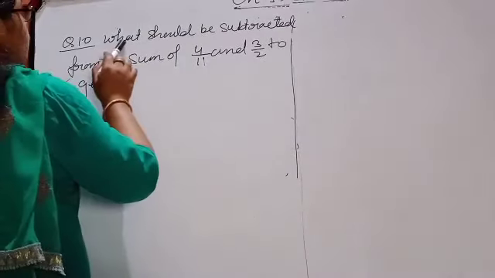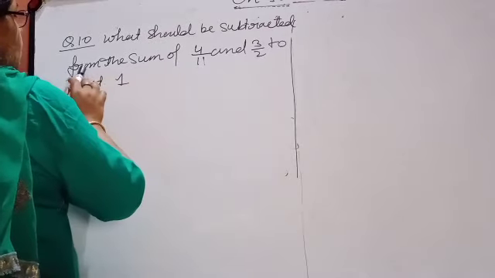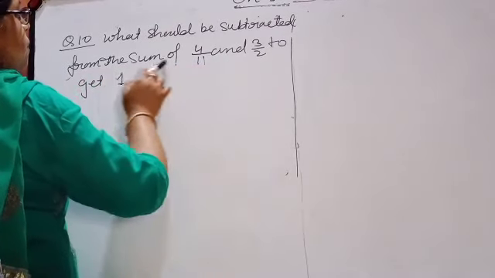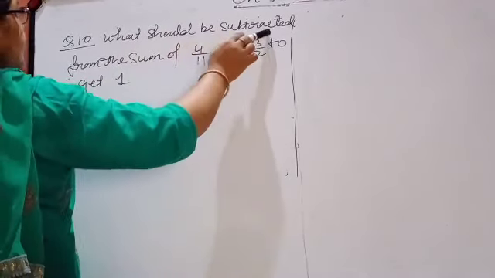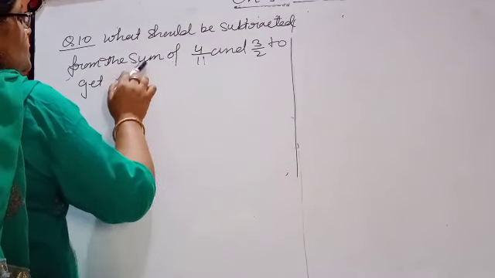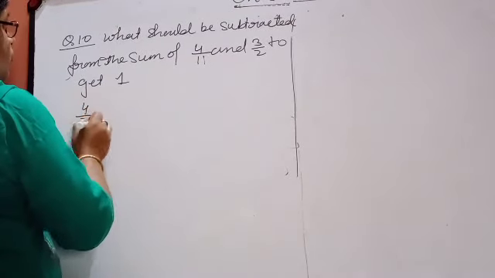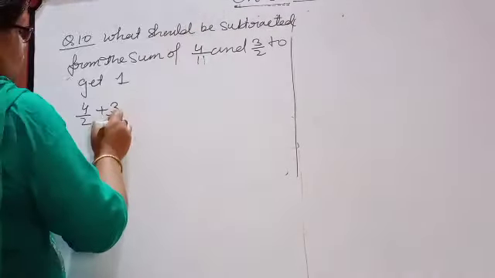Next question is: what should be subtracted from the sum of... See that now. From the sum of, what should be subtracted from? Means from what number? The sum of 4 upon 11 and 3 upon 2. Write it: 4 upon 11 plus 3 upon 2.